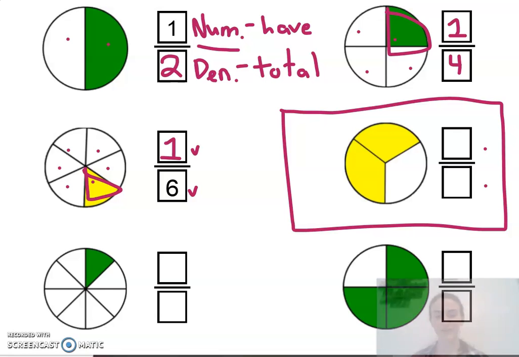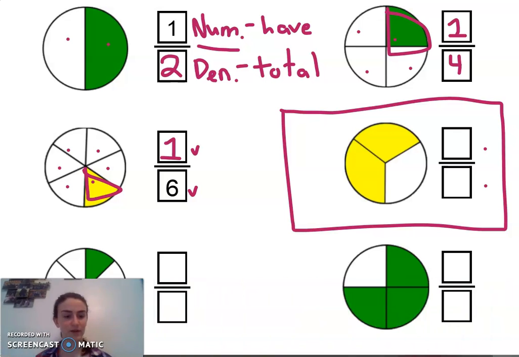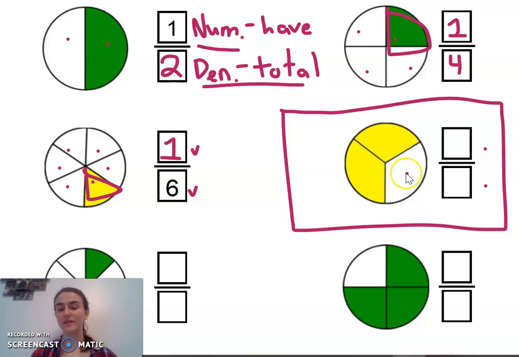All right, guys, let's go over this together. I'm going to move myself over here. So let's go over this. How many pieces are in this circle total? That's going to be our denominator, right? We're looking for our total first. So how many pieces are in the circle? 1, 2, 3. So we have 3 total pieces of this circle, right? So that means the number 3 goes in the denominator.